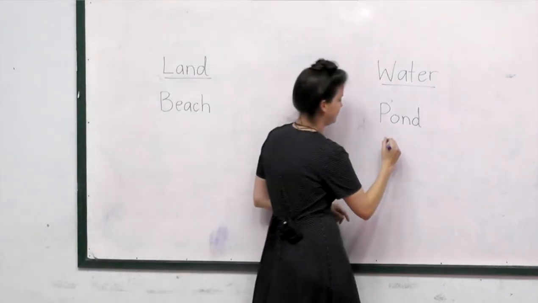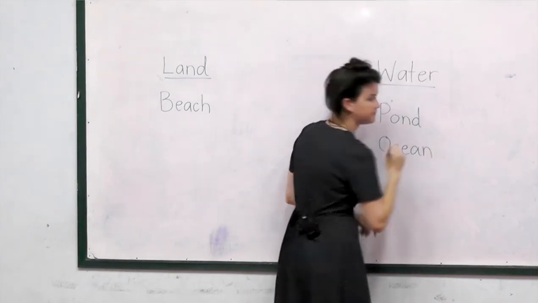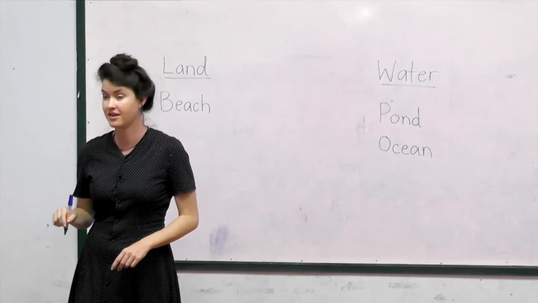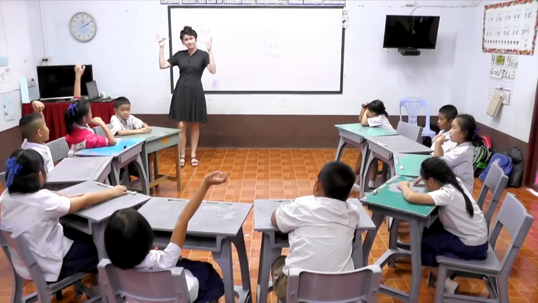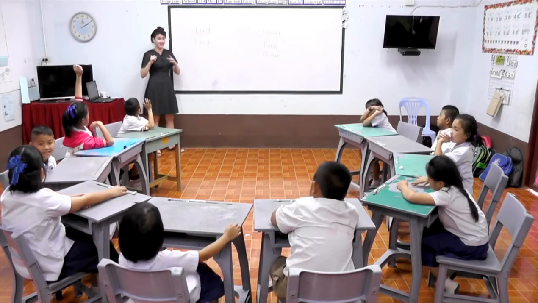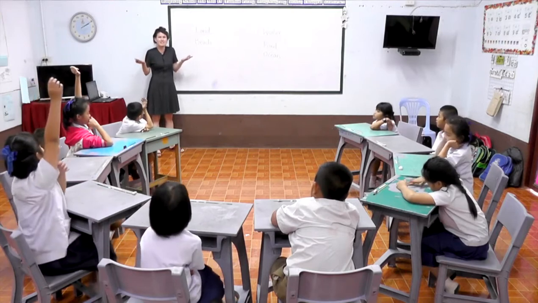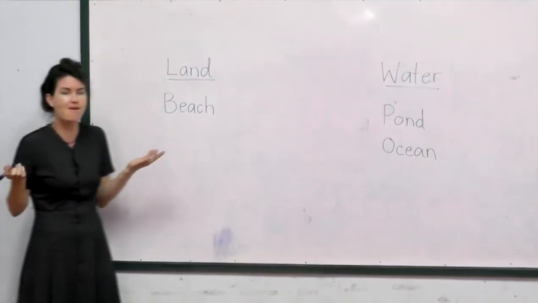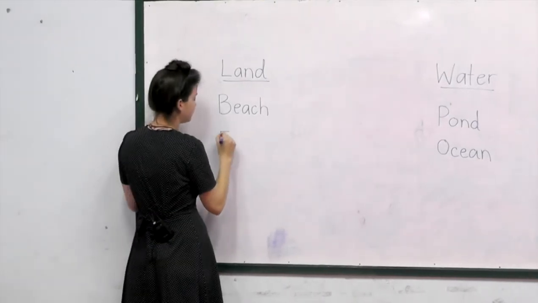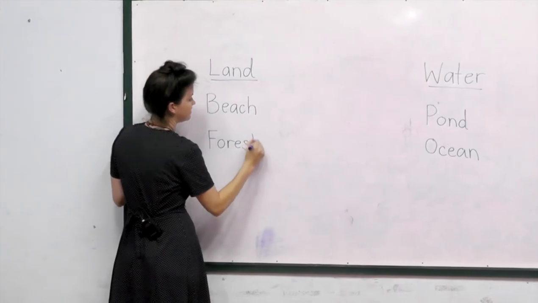Water. Ocean. Forest. With trees? Yeah. Forest. Good. Forest. What's in a forest? Trees. Are there plants in a forest? Yes.